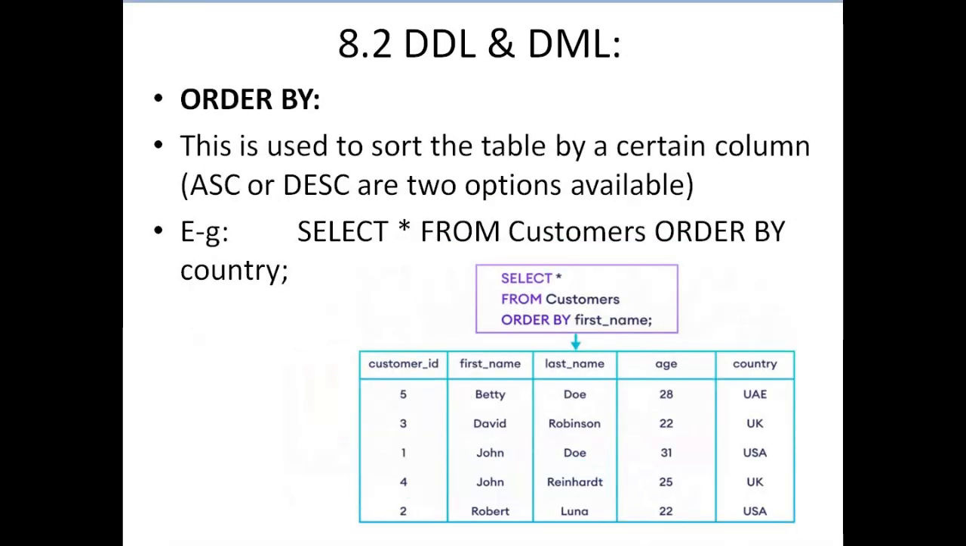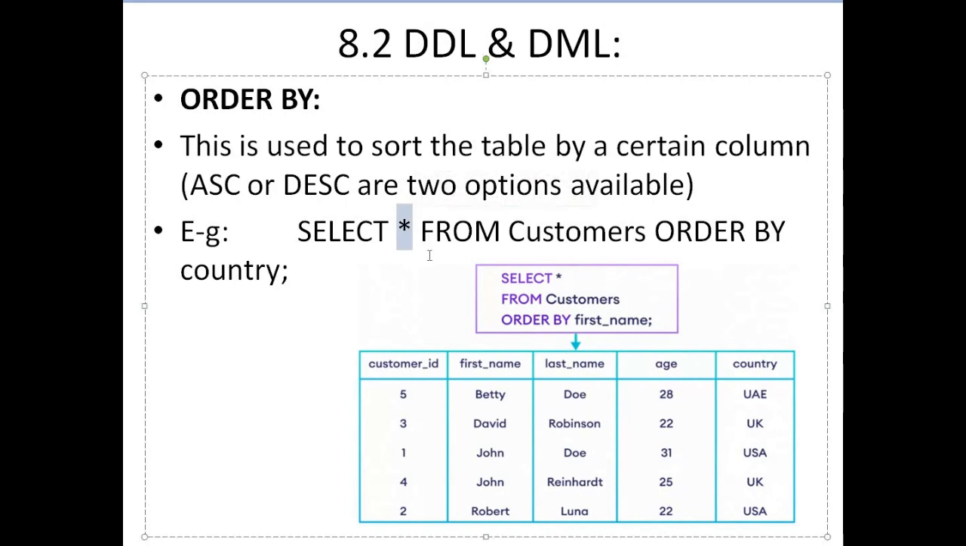Then we have order by. This clause is used to sort the table by a certain column, either in ascending order or descending order. Select star, where star stands for all, from customers, order by country. This means it is going to show you everything in the table. However, the results would be sorted in ascending order by the country name. By first name. And as you can see, the first name column has been put into ascending order, or alphabetical order.